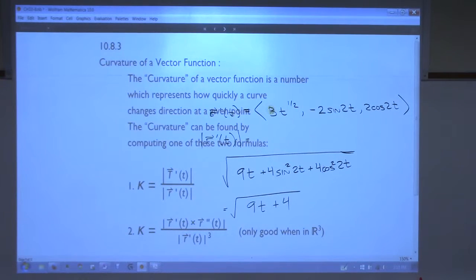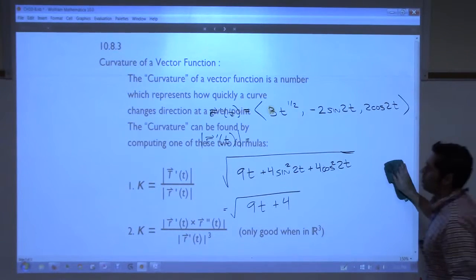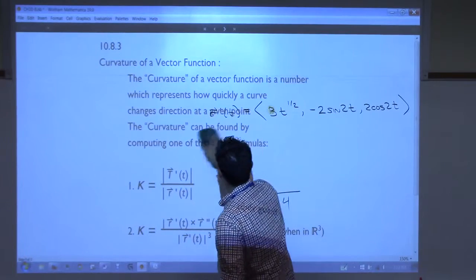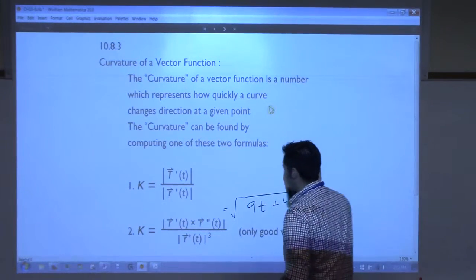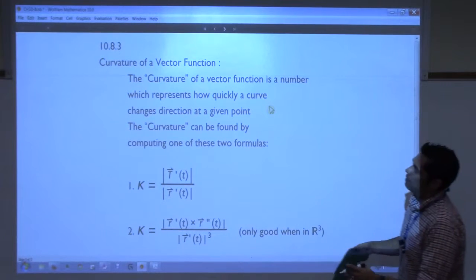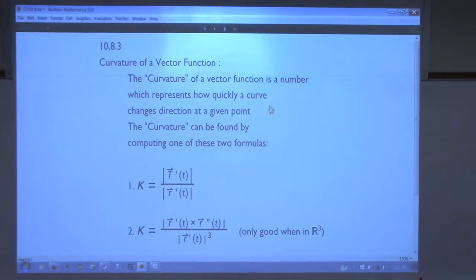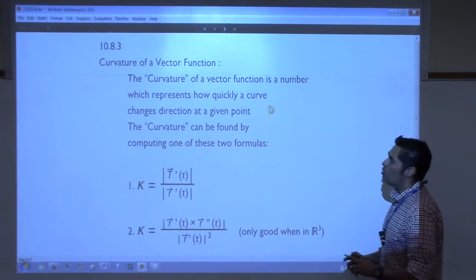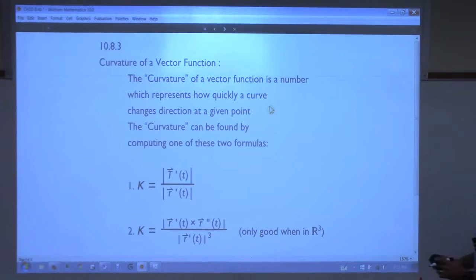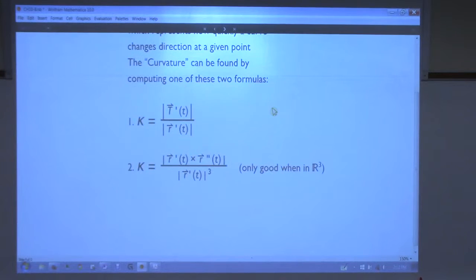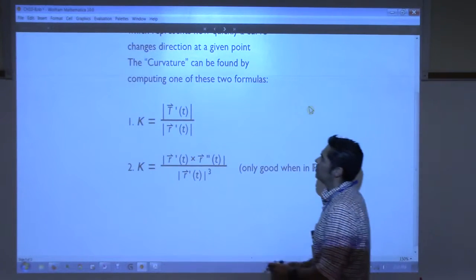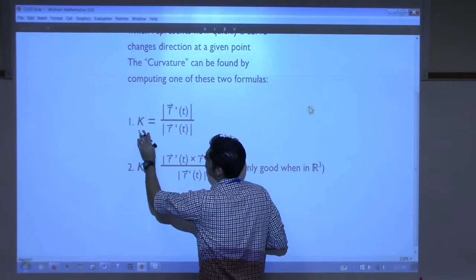All right, that brings us to the last topic in this section, which is called curvature. It's a way of measuring, okay, the curvature of a vector function is a number which represents how quickly a curve changes direction at a given point. And there are two formulas for calculating the curvature. We use this K here for curvature.